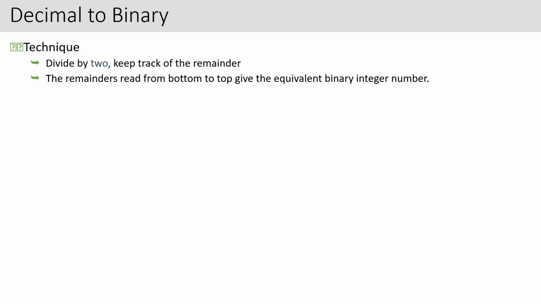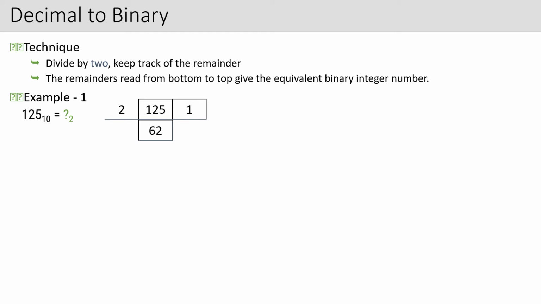Now let me explain with the help of an example. Suppose you say example number 1. 125 to the base 10, which is a decimal number. I want to convert it into binary. I wrote 125 to the base 10 is equal to question mark to the base 2. That means you want to convert a decimal number into a binary number.